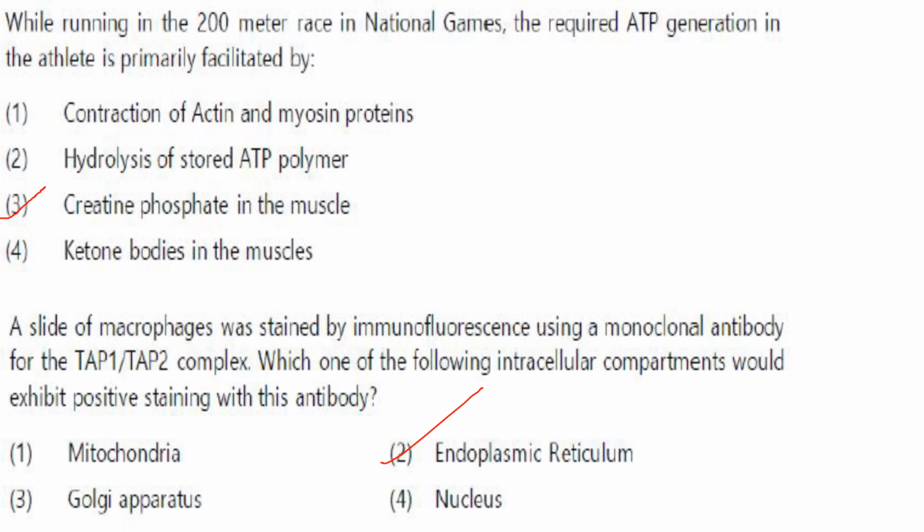Then next one. A slide of macrophages was stained by immunofluorescence using a monoclonal antibody for the TAP1-TAP2 complex. Which of the following cellular compartments would exhibit positive staining with this antibody? So TAP1 and TAP2 complex is involved in antigen processing and presentation, and it is located in the endoplasmic reticulum. So the answer here is option 2, that is endoplasmic reticulum will give a positive stain with this antibody.